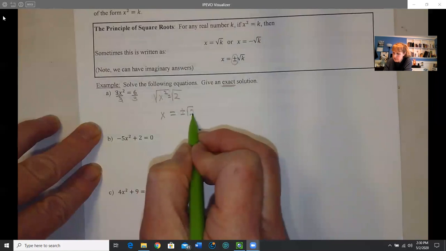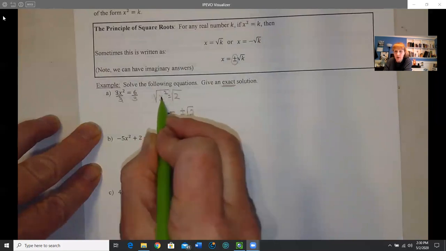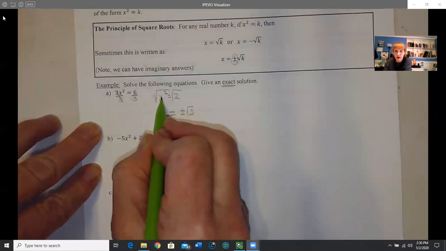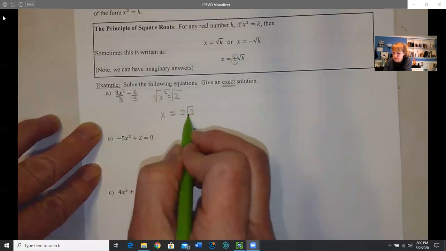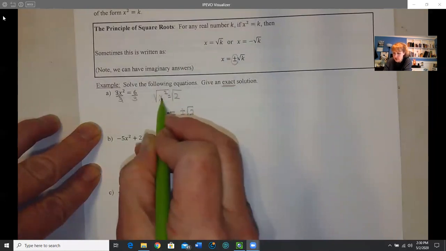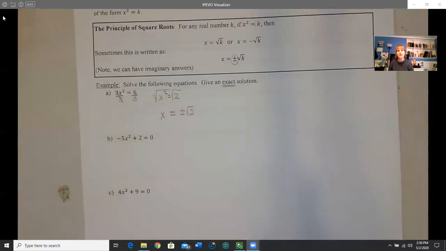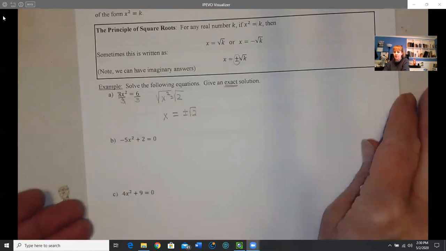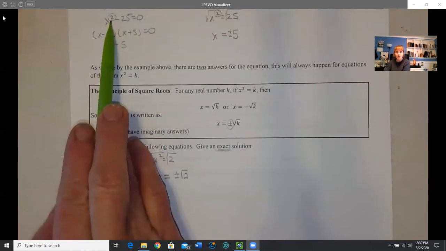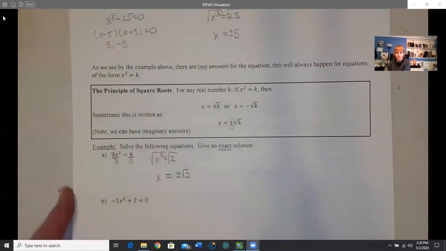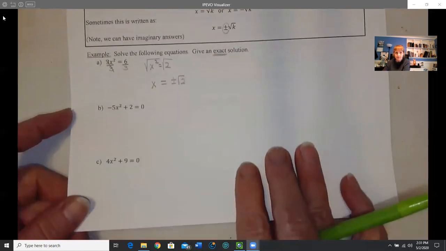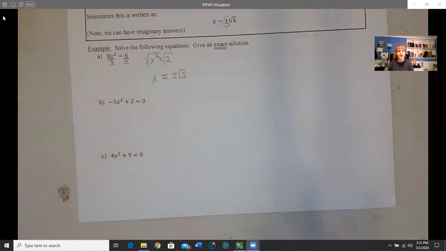Because when I substitute in a positive and square it, I still get a positive 2. If I substitute in a negative and square, a negative times a negative is also a positive. So they both work, okay, when you substitute those in. So you'll have the plus or minus the square root of 2. We know that when we have these squared, we'll have the 2 solutions. Alrighty. Let's go ahead and try this next one.